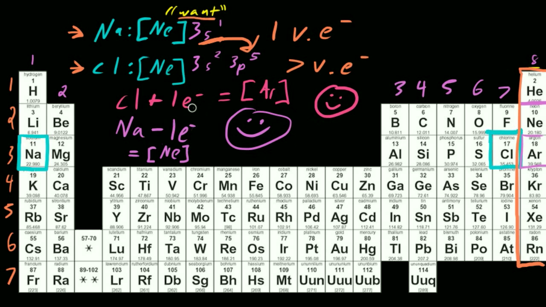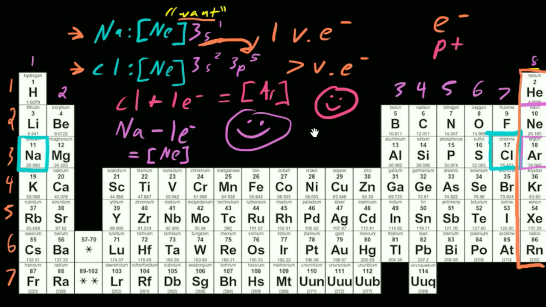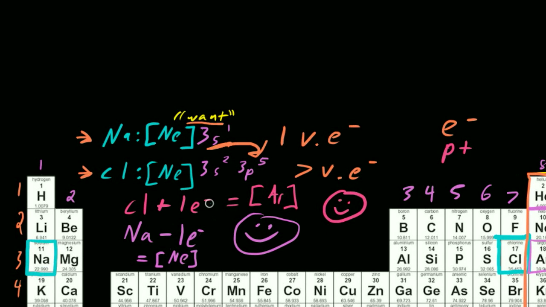And essentially, this is what happens when an atom loses or gains an electron. And you can imagine, what charge does an electron have? Well, an electron has a negative charge, right? And a proton has a positive charge. So both chlorine and sodium still have the same number of protons, but one has gained an electron and one has lost an electron. So both of these atoms are now going to have some type of charge.